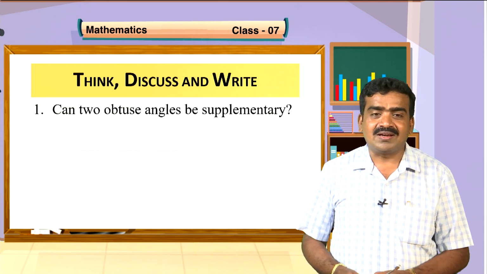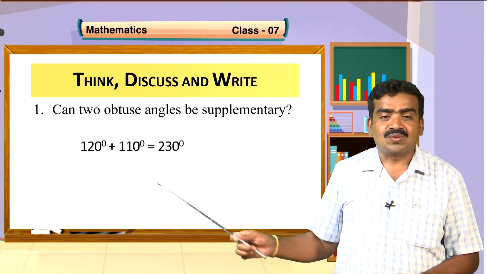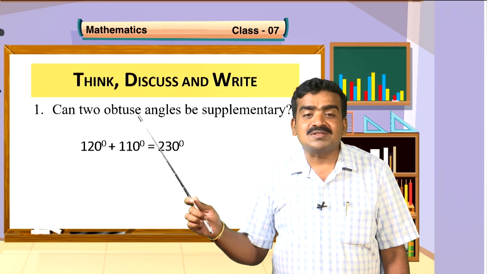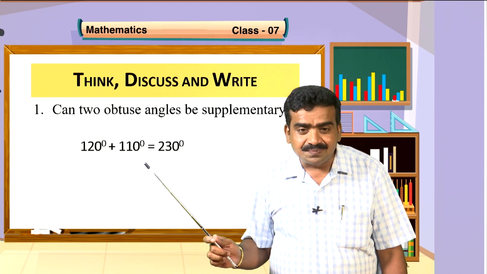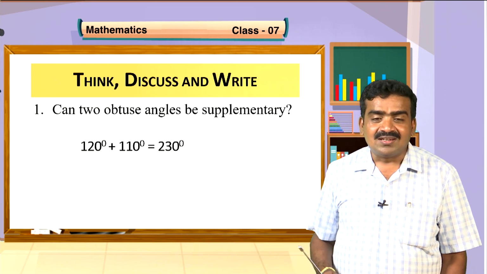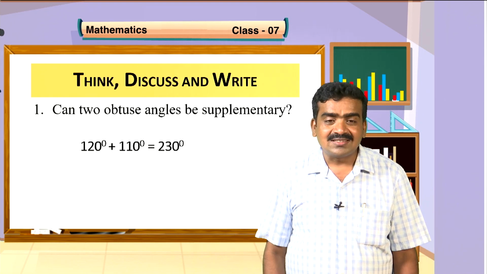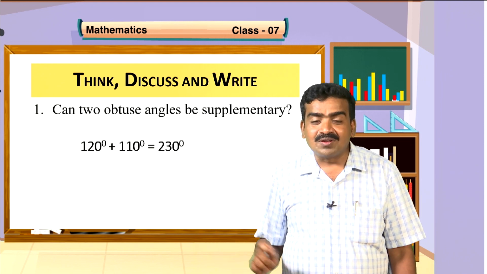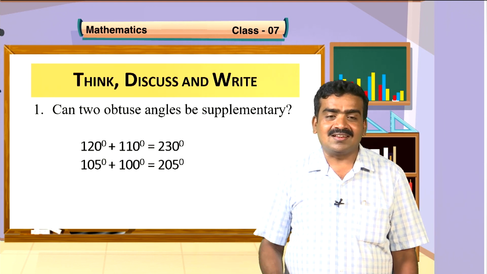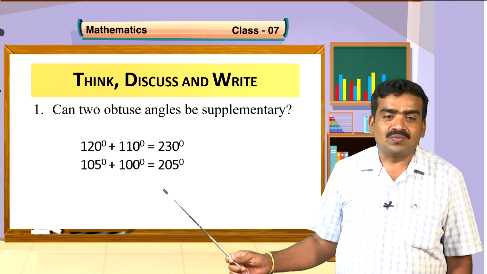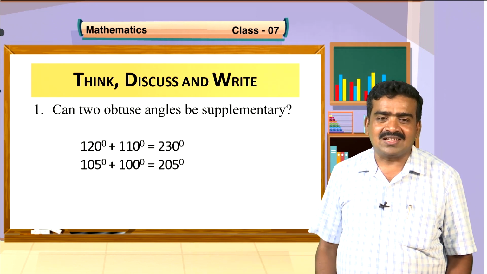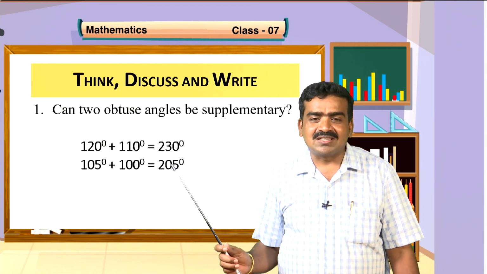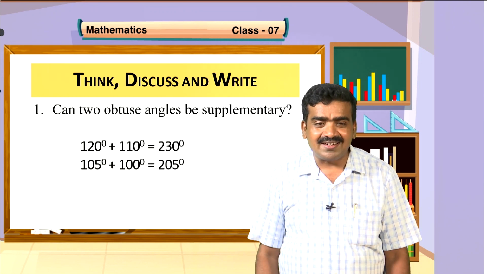Let us test by taking some numerical values. 120 degree plus 110 degree, these two are obtuse angles. What is their sum? It is 230. Are they supplementary angles? Never. No, because their sum is more than 180 degree. Take another pair of obtuse angles, 105, which is a little bit lesser than 120, and 110 we are taking now. 105 plus 100 degree gives us 205 degree. Again it is more than 180 degree.